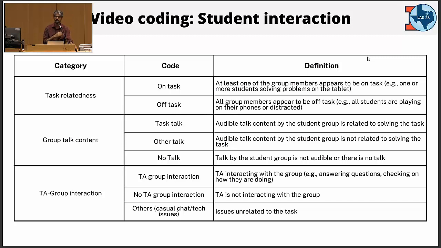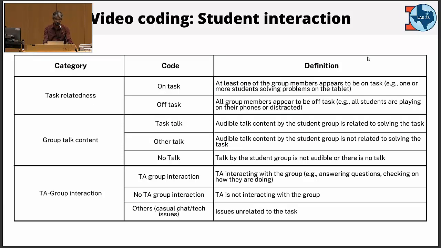And then finally, we looked at whether the TA or the CA, which for ease's sake we'll just assume is TA all the time, interacted with the group. So we looked at TA-group interaction: whether there was interaction between the TA and the group, whether there was no interaction, or whether it was just an unrelated conversation, which also happened in the classroom.